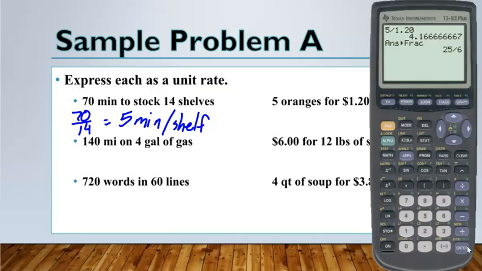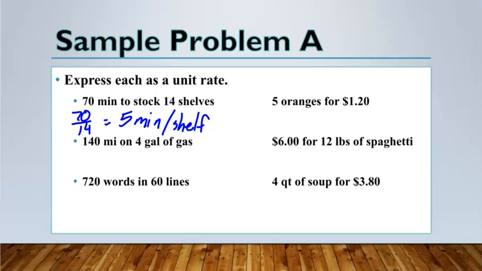Actually, we'd do it the other way around. So it'd be $1.20 divided by 5 because we want to know what is the cost per orange. So if we did $1.20 and divided that by 5, that would give us 24 cents. So about 24 cents per orange.